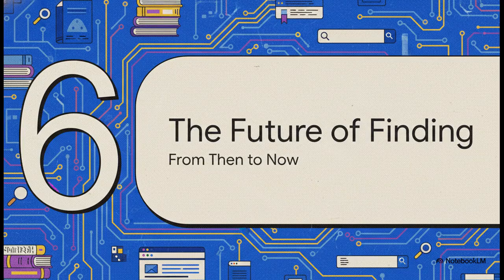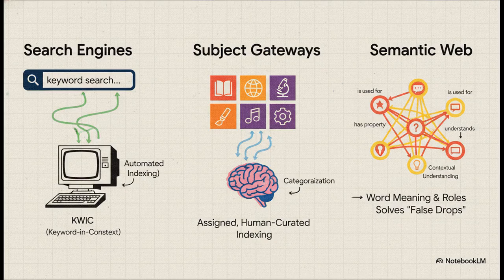So, okay, a cool system from 1958, why are we still talking about it? Because those fundamental arguments, that fight between human-assigned concepts and machine-extracted keywords, are the very foundation of how we find things on the web right now. Just think about it for a second. When you fire up a giant search engine, you're using a direct descendant of KWIC indexing. It's automated, it's keyword-based. But when you browse a carefully curated website or a library database, that's assigned indexing. A human expert picked those things for you. And this whole dream of the semantic web, that's just the modern version of trying to solve that old false drop problem. It's about trying to teach computers what words actually mean.